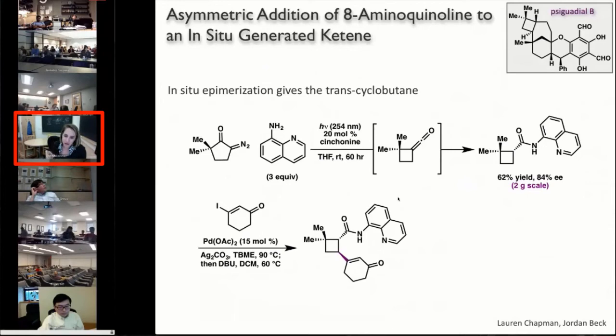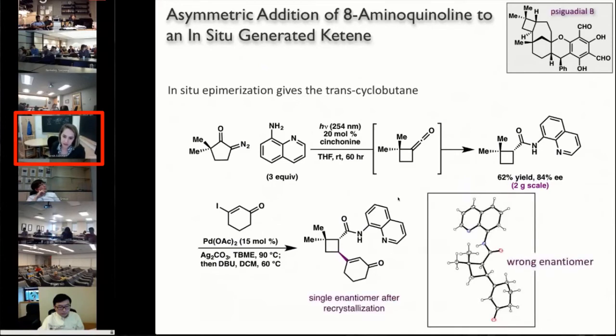Now, I'll point out that I'm drawing the enantiomeric series that we were hoping to have so we could access the natural enantiomer of the natural product. And I'll come back to that in just a minute. But just to demonstrate the chemistry works, we can do this coupling and then the in situ epimerization, and it gives the structure that I've shown here. And it was really at this point that we were able to get X-ray quality crystals and assign the stereochemistry using single crystal X-ray diffraction.